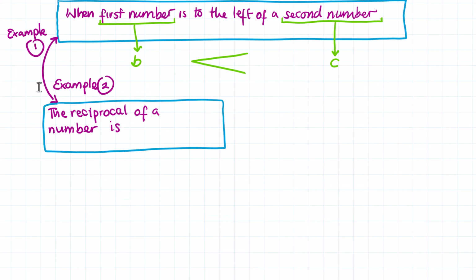Or another example that says the reciprocal of a number, in this case represented as the letter M, means that we have 1 divided by the number M, or you can rewrite this as 1 over M.